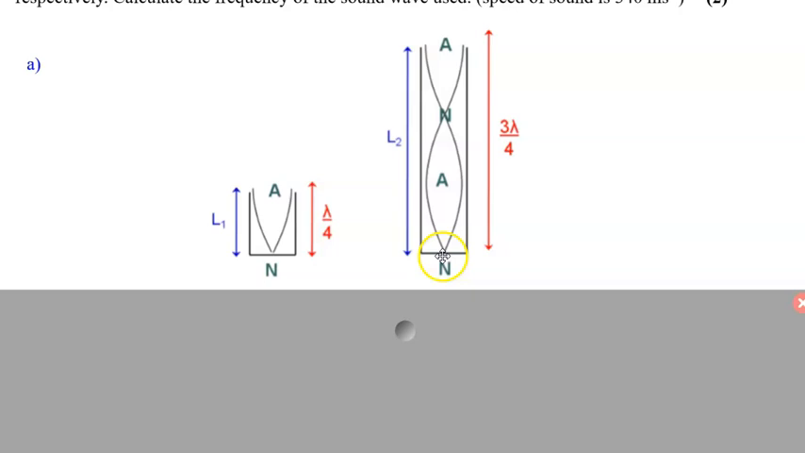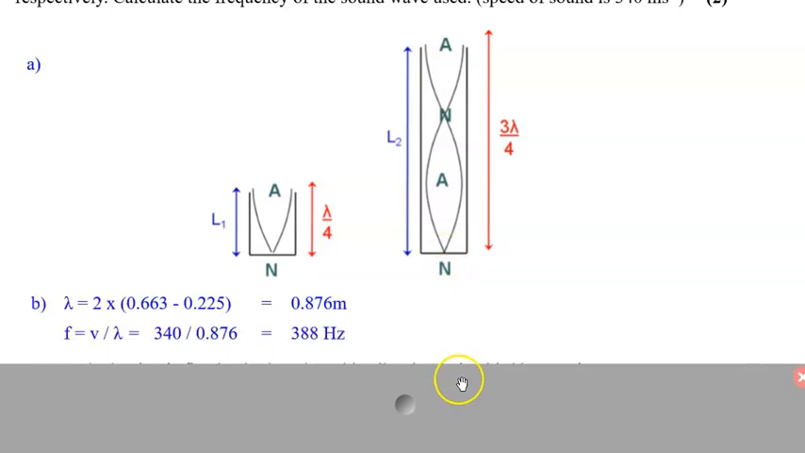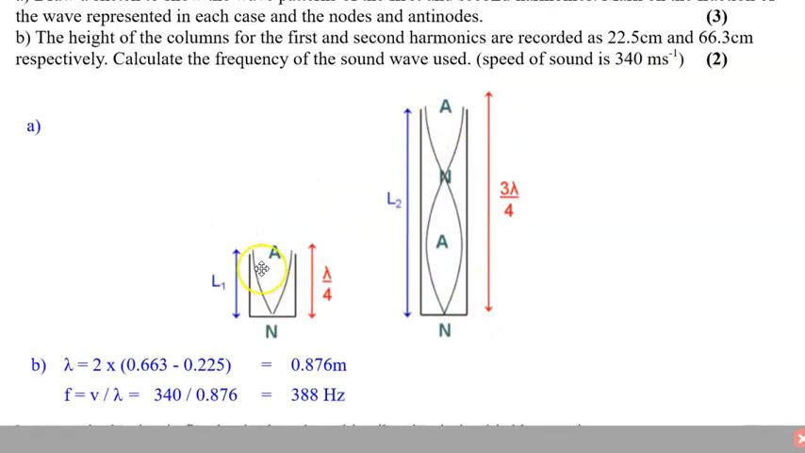So we could include it in the algebra, but we don't actually need to. Approximately, ignoring the correction factor, L1 is lambda over 4, and L2 is 3/4 lambda. So the difference between the two, 66.3 take away 22.5, is going to be the difference between these two fractions, which is half, and we want the full wavelength. So if you work out the difference between the two and then multiply by 2, that will give you the full wavelength involved in this case.